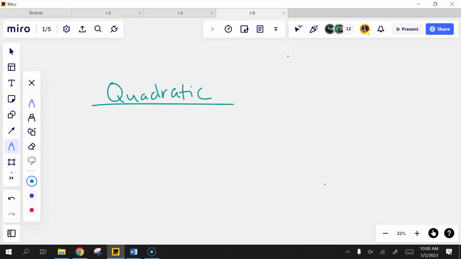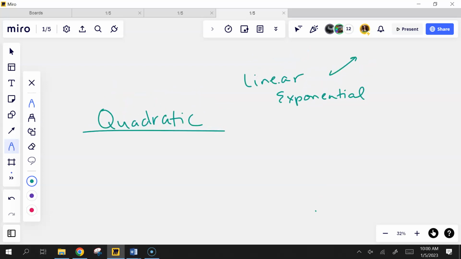Tell me another type of equation that you know. A linear equation. An exponential equation. These are all different types of equations that give us different types of graphs, right? Linear, just a line. Exponential, and we'll do a whole unit on exponentials, looks something like this.